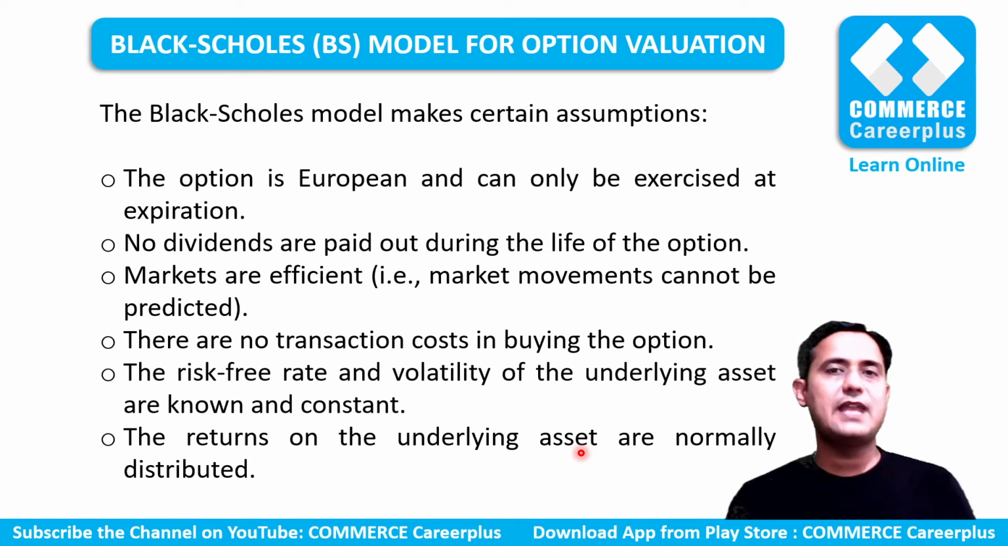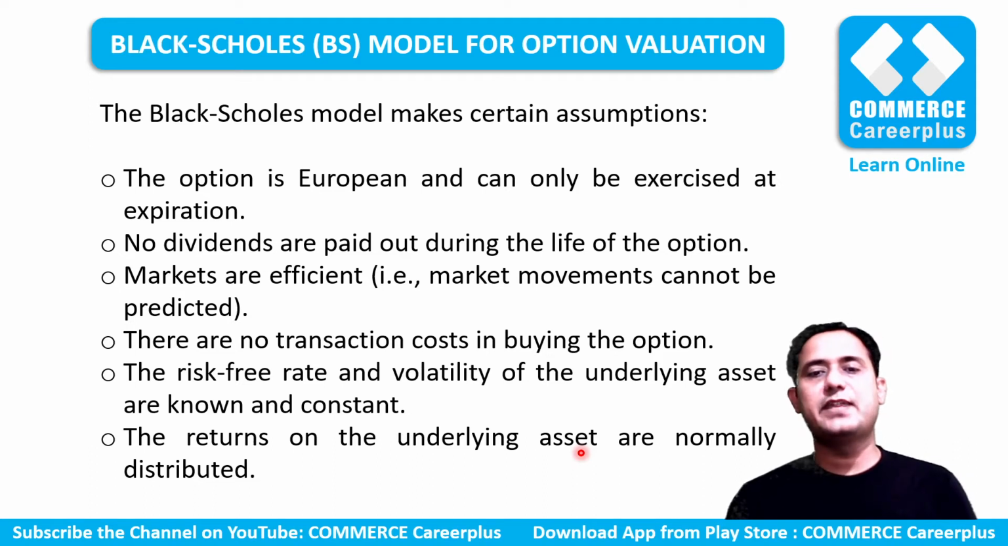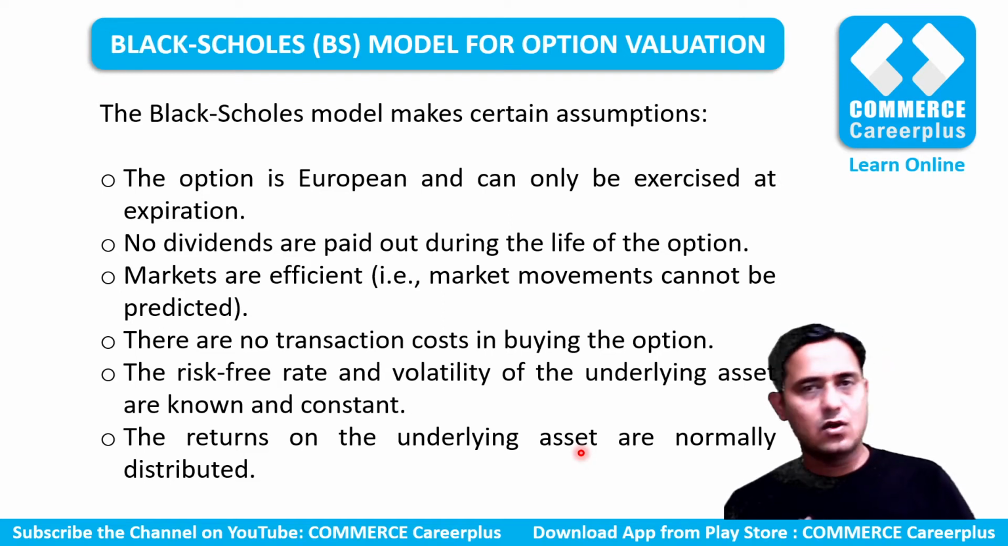First assumption for Black-Scholes model is the option is European and can only be exercised at expiration. मतलब जो भी ऑप्शन हम लोग यहाँ पे कैलकुलेट करेंगे, that option must be European option. It means it can be exercised at the expiration only. The next, no dividends are paid out during the life of the option. किसी प्रकार का कोई डिविडेंड का पेमेंट नहीं होता है during the life of the option. मींस नो पेमेंट ऑफ डिविडेंड ड्यूरिंग द ऑप्शन.